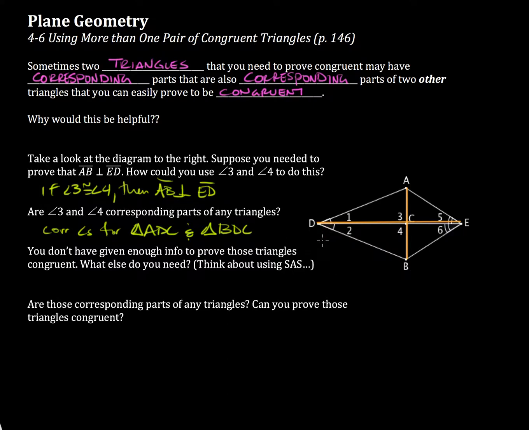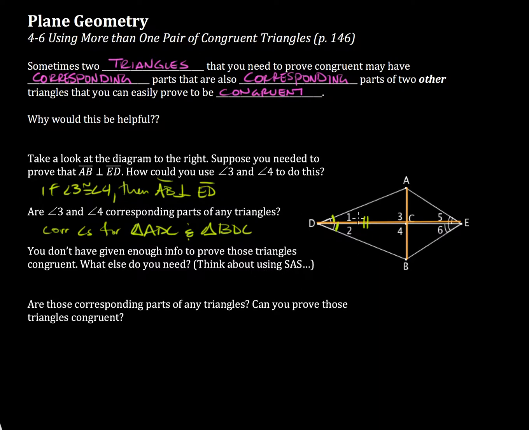So, as of right now, we don't have enough information to prove those two triangles congruent. So it seems like we're stuck. We realize that if we could prove these triangles congruent, we could say that angles 3 and 4 are corresponding parts that are congruent, and if 3 and 4 are congruent, it means they're both 90, and that would lead us to say that the two orange segments are perpendicular. But it doesn't look like we have enough. What do we know about those two triangles? We know that angle 1 is congruent to angle 2, and we would be able to say that DC is congruent to itself by the reflexive property. But that's only two of the three things that we might need. What else could we use?